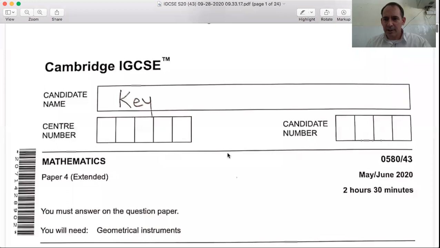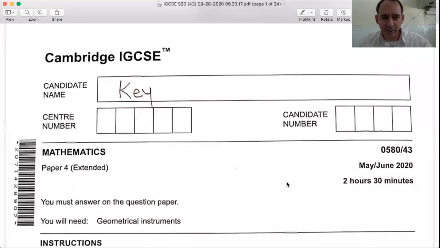Today we want to look at IGCSE, the May-June series of 2020, paper 43. We're going through the worked solutions.